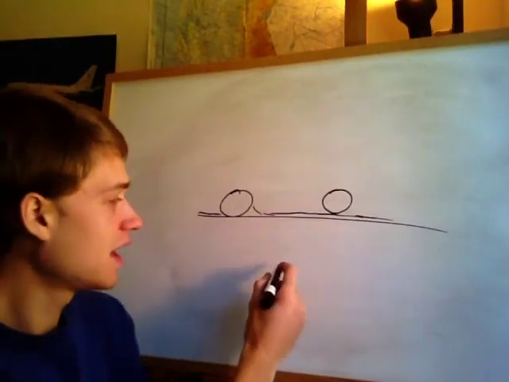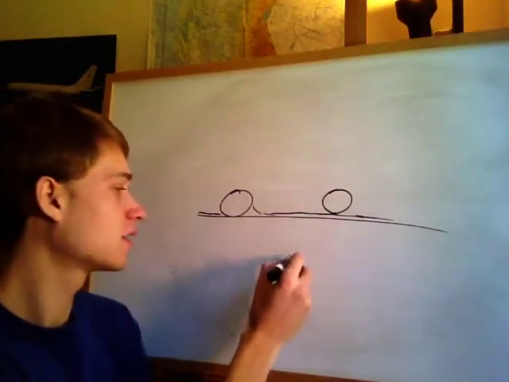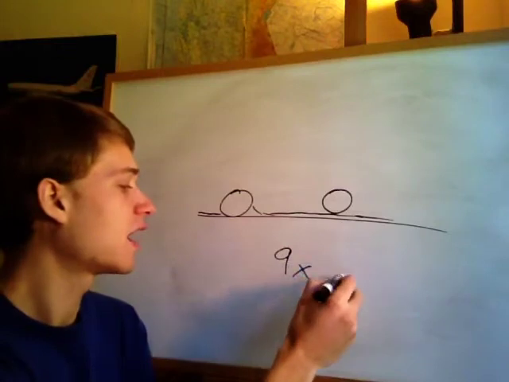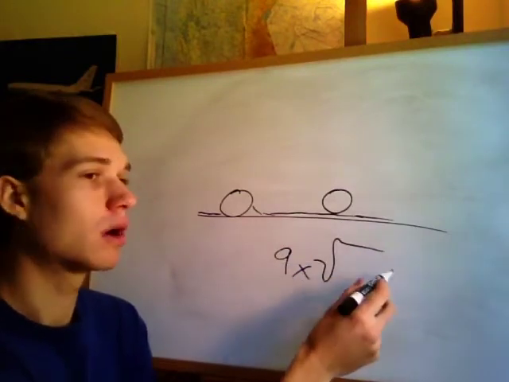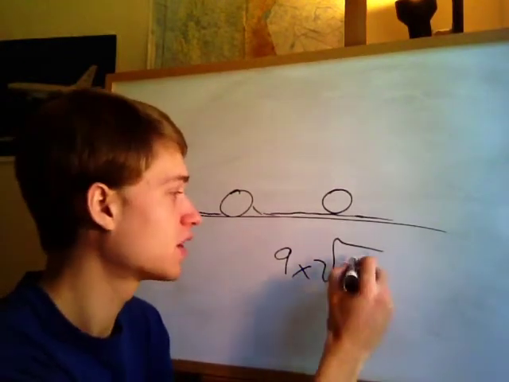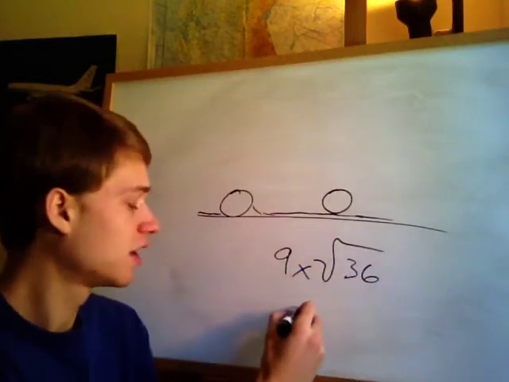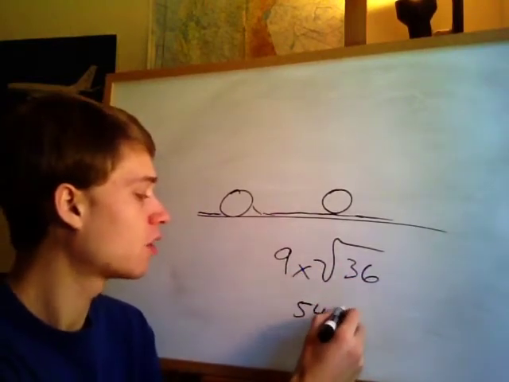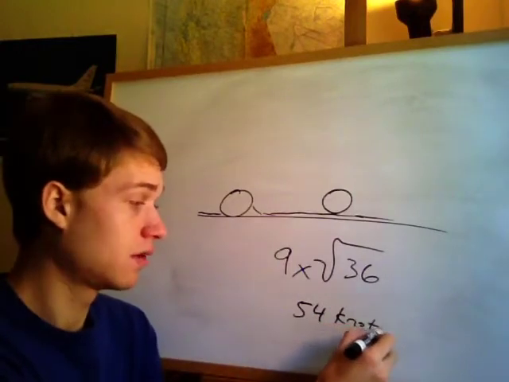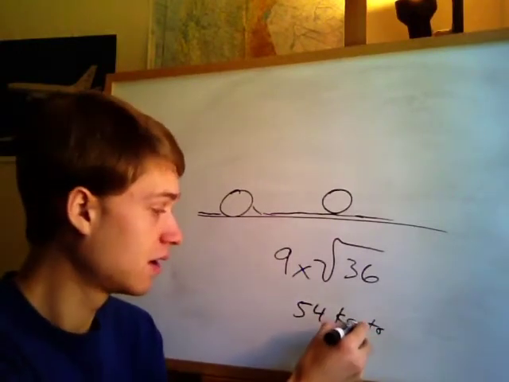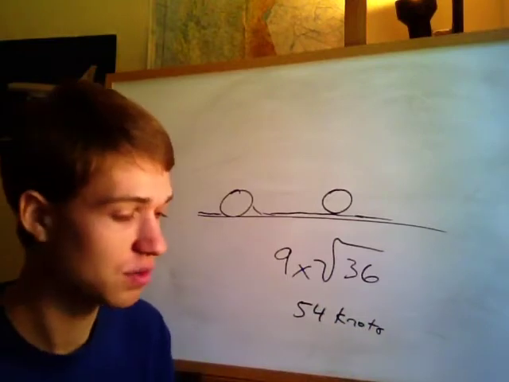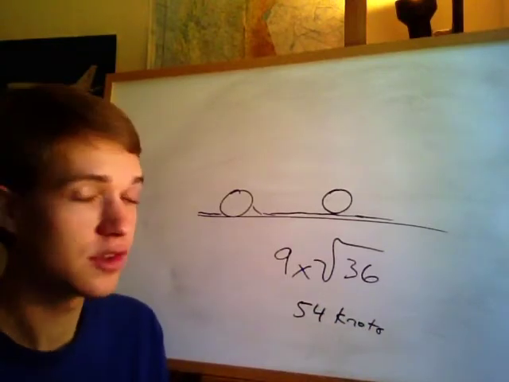So hydroplaning speed is very simple to calculate. You just times 9 by the square root of your tire pressure in PSI. So if you have 36 PSI, that means 9 times 6. That would be 54 knots, which is actually a very low speed at which your airplane would start hydroplaning. So you've got to take that into consideration.